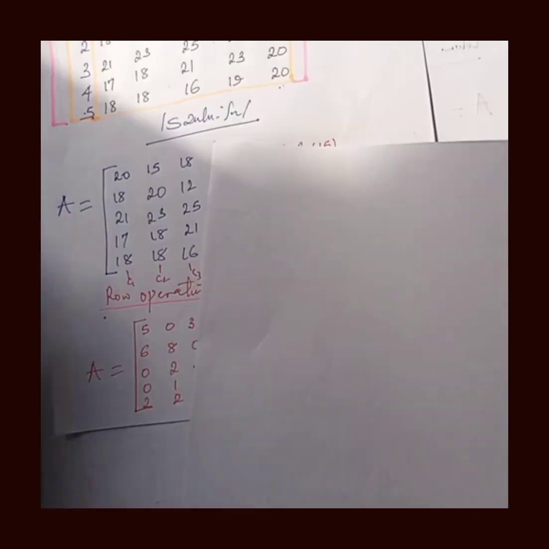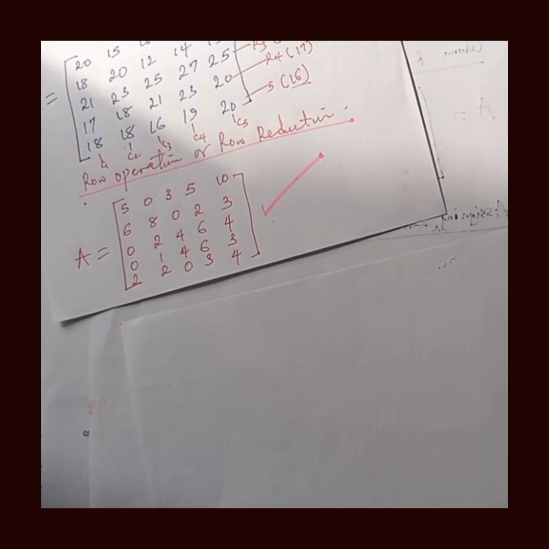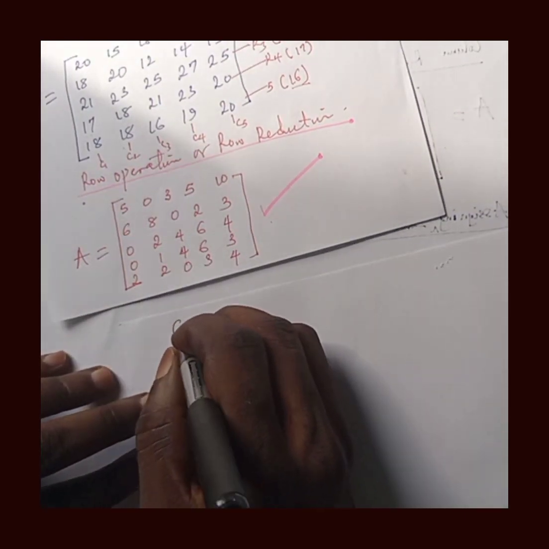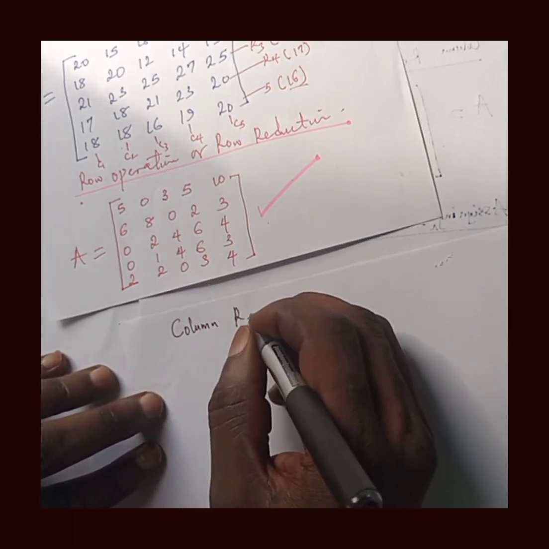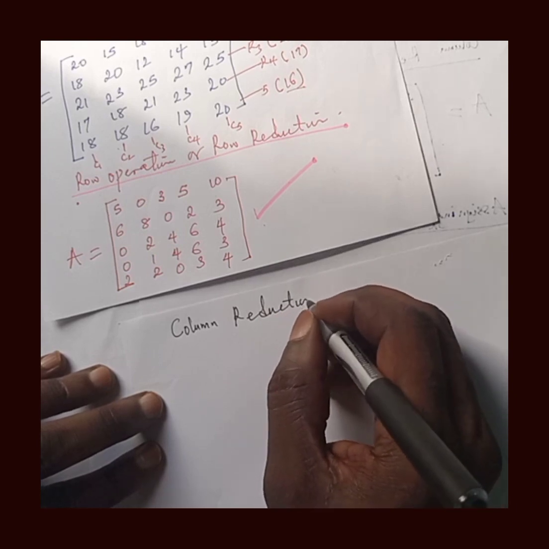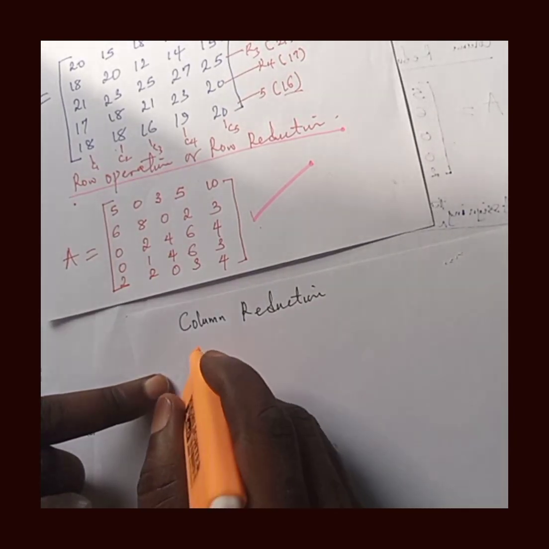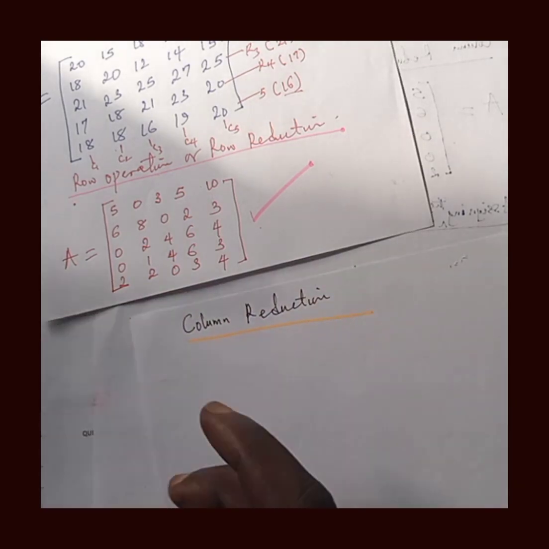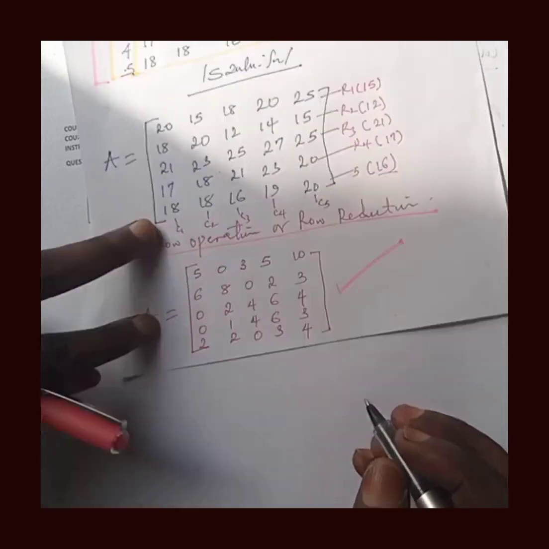So column reduction. Under the column reduction, that's the next one. For the column reduction, we find the smallest element as well.